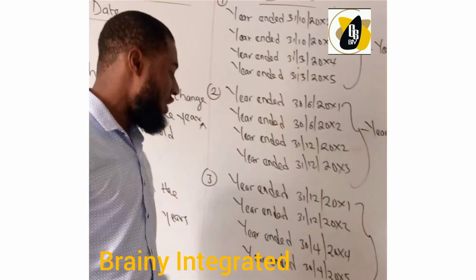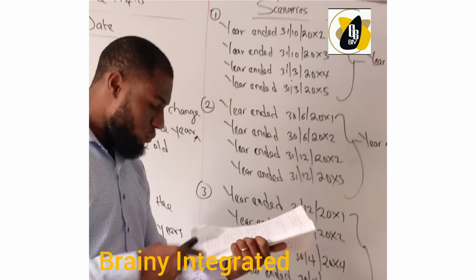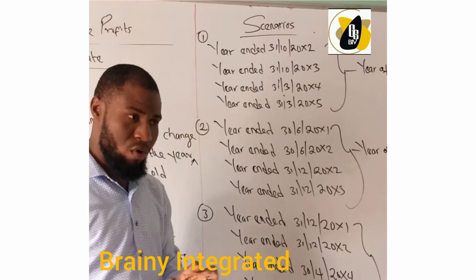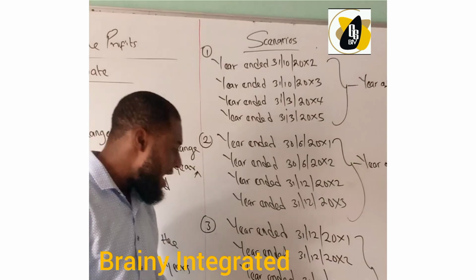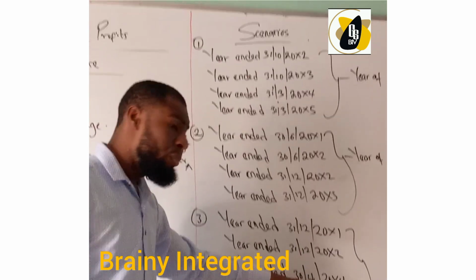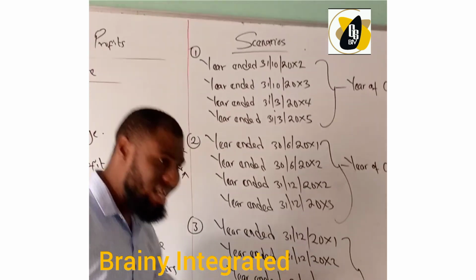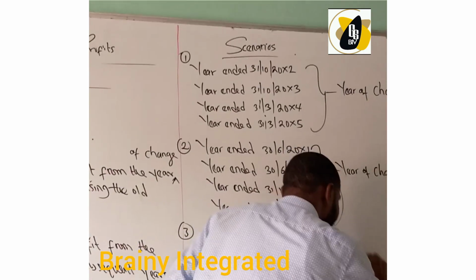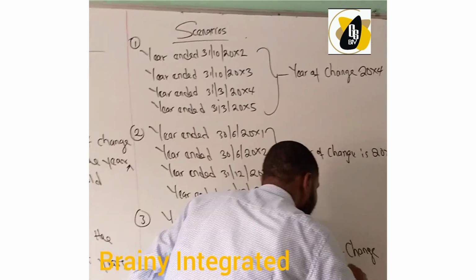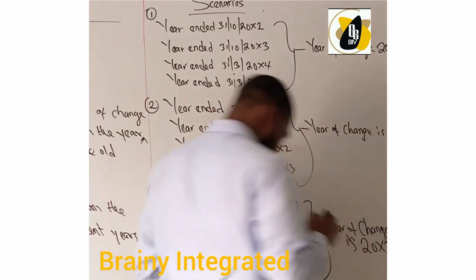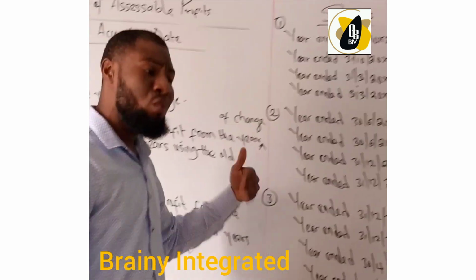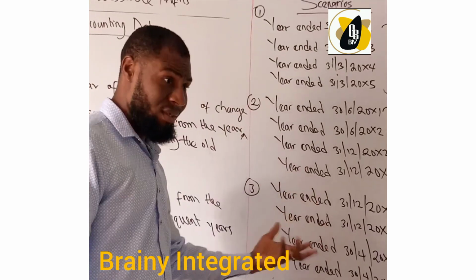So, what is the year of change, if I may ask you? 20x4? The year of change is not 20x4 because there is an in-between year that the thing changed. Before they started having April as year end, there is a missing year in between. So the year of change in this case is 20x3. Do we understand this? Because we have questions that relate to different scenarios.